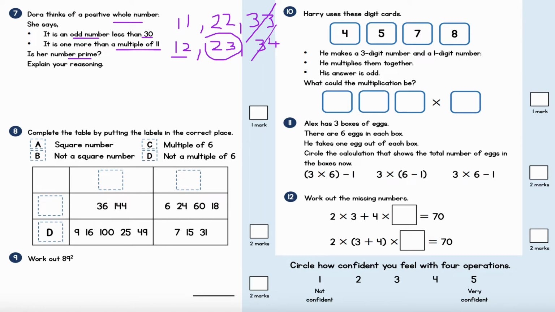Now 23 is indeed a prime number because it only has 2 factors, 1 and 23. And that's the definition of a prime number. It has only 2 factors: 1 and itself.